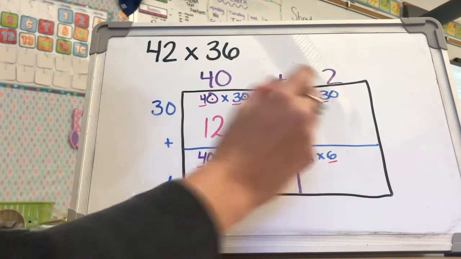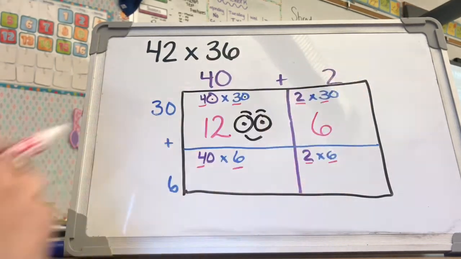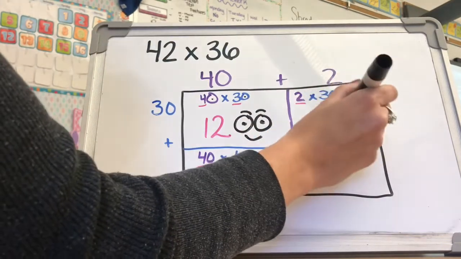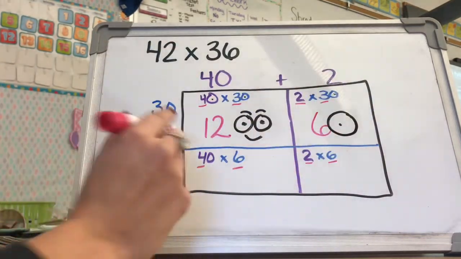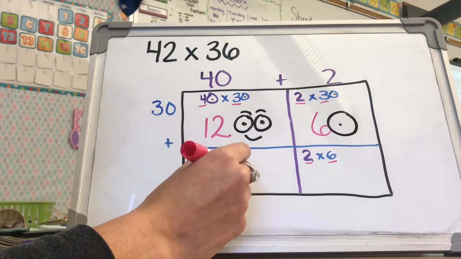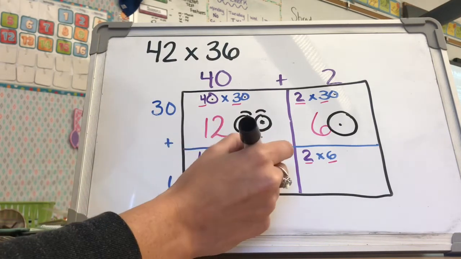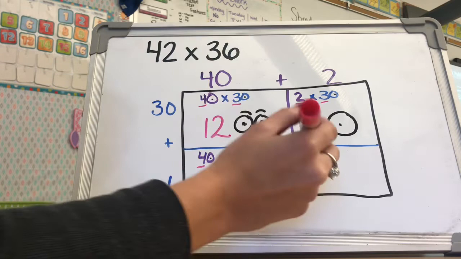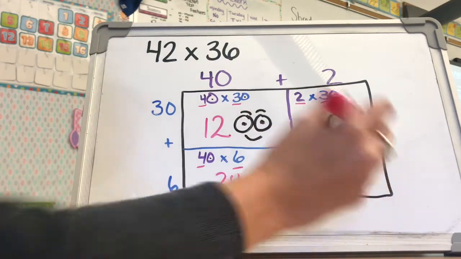Go back to our next one. 2 times 3 is 6. Count up your zeros. 1. 4 times 6 is 24. Count up your zeros. 1. 2 times 6 is 12.